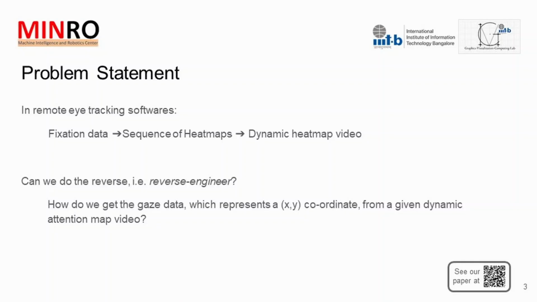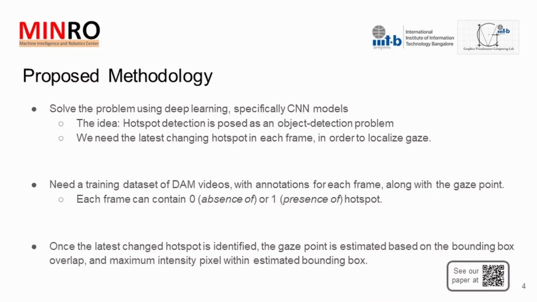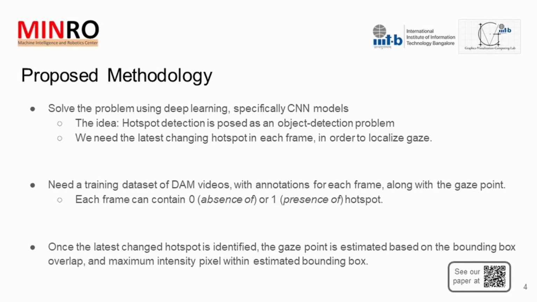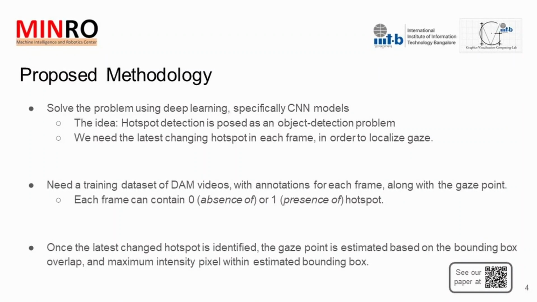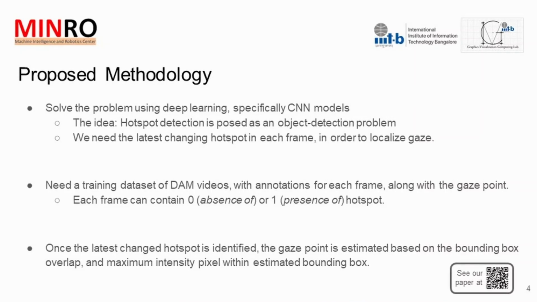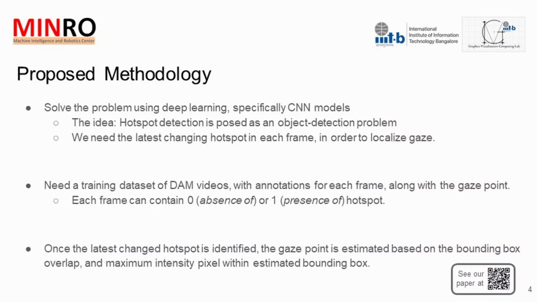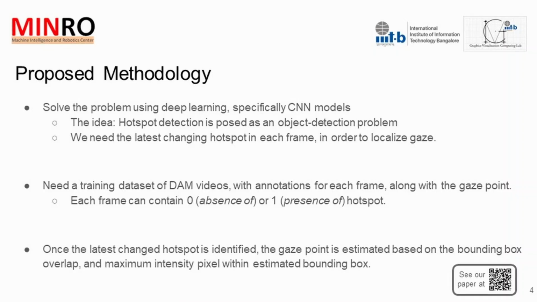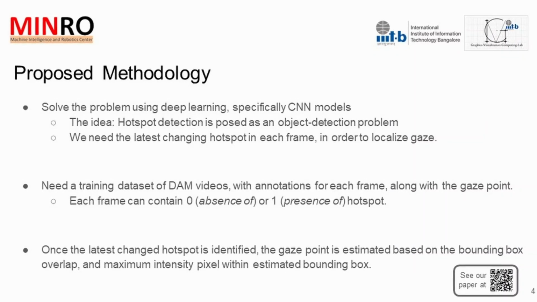While image processing techniques have been used to solve the problem of hotspot detection in the past, we find that due to the poor quality of the recorded videos and changing frame backgrounds, the localization of hotspot is challenging and often fails. Hence, we propose to solve this problem by using an object detection method. Using deep neural networks, we pose the problem of hotspot detection as an object detection problem and identify the latest changing hotspot for each frame.